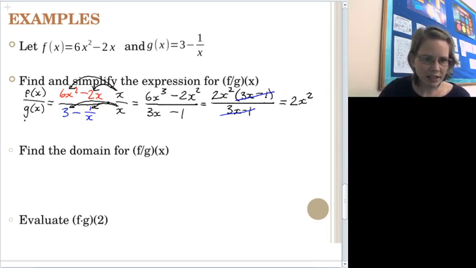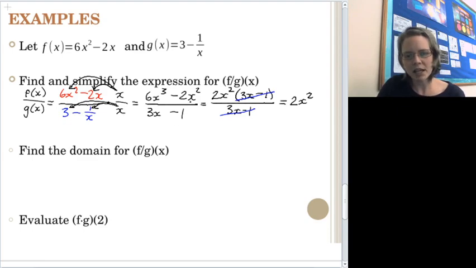So again, the idea is fairly simple. F slash g is equal to f, the function, divided by g, the function. I take each of their formulas and substitute them in, and then the rest is algebra simplification till we get down to our final answer of 2x squared.